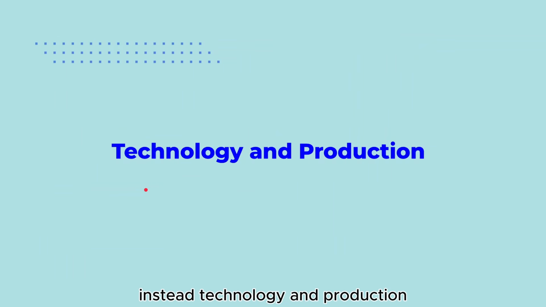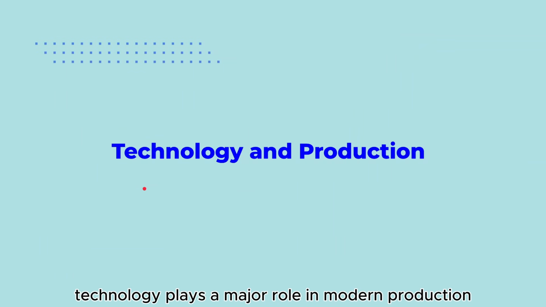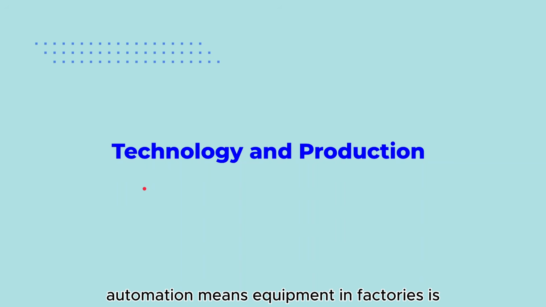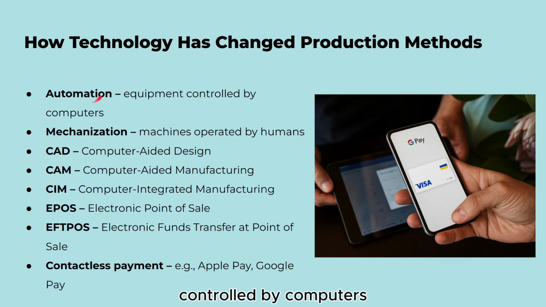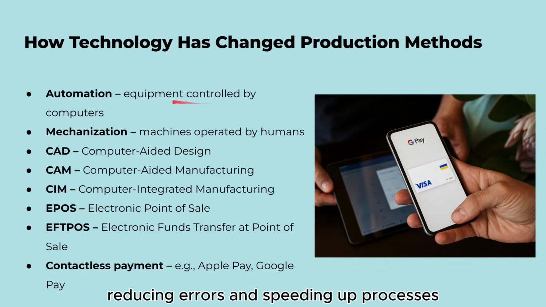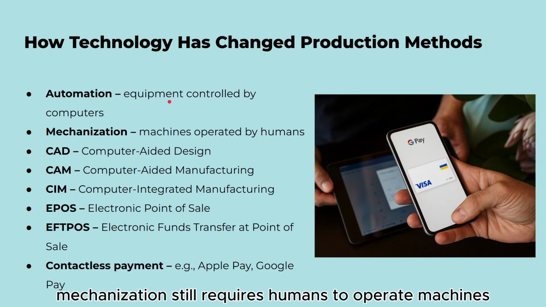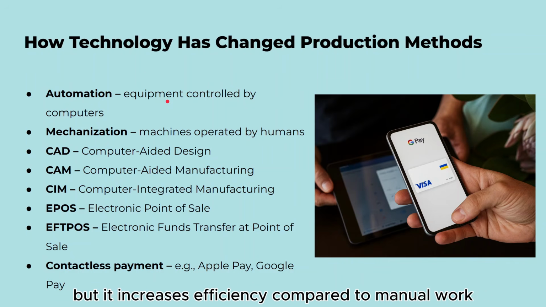Technology and production. Technology plays a major role in modern production. Automation means equipment in factories is controlled by computers, reducing errors and speeding up processes. Mechanization still requires humans to operate machines, but it increases efficiency compared to manual work.